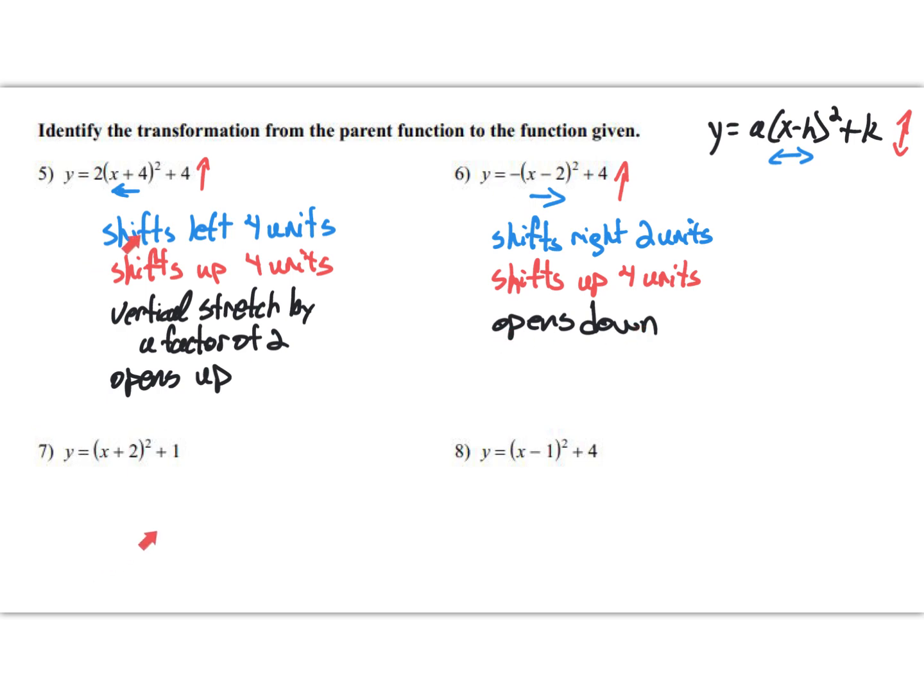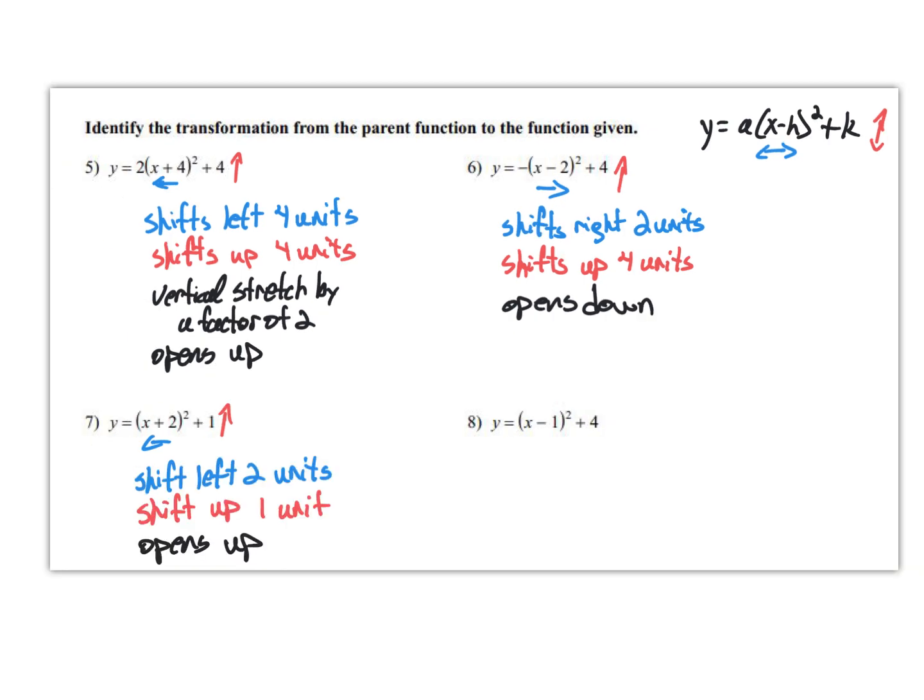All right, let's take a look at number 7. All right, y equals (x plus 2) squared plus 1. So again, we have a +2 inside the parentheses, so that's going to shift it to the left 2 units. The +1 for the k value is going to shift it up 1. And then you will see that the a value is actually 1. It's not written, but that means that, again, there's no vertical stretch or vertical compression, and it is going to open up. So we simply state that it shifts left 2 units, shifts up 1 unit, and it opens up.